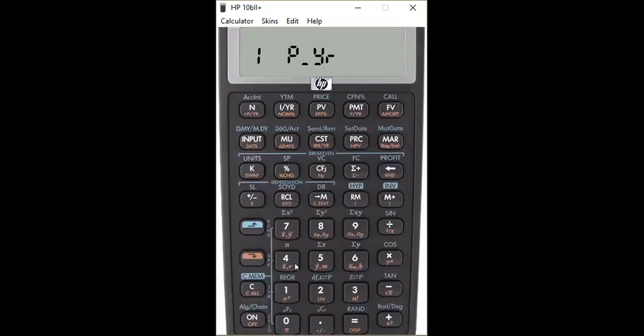I clear first, and then 8 is N, 20,000 PMT, 10 my interest, then I press FV and I get my future value. Don't worry about the negative. The negative doesn't mean anything here. It's just the default setting on the calculator. Okay. So the answer would be 228,717.76.